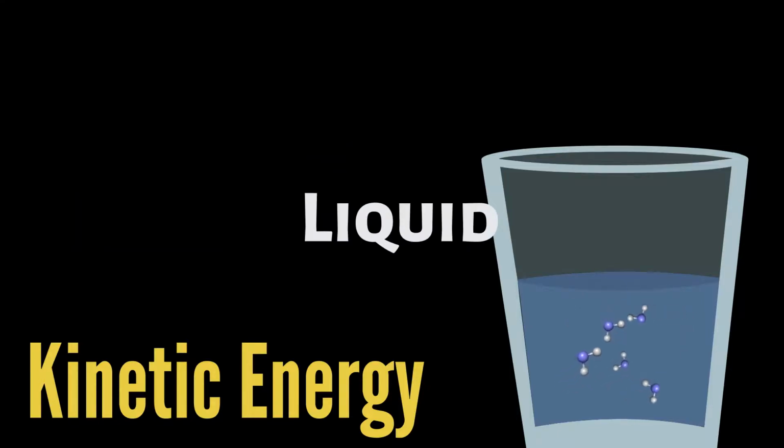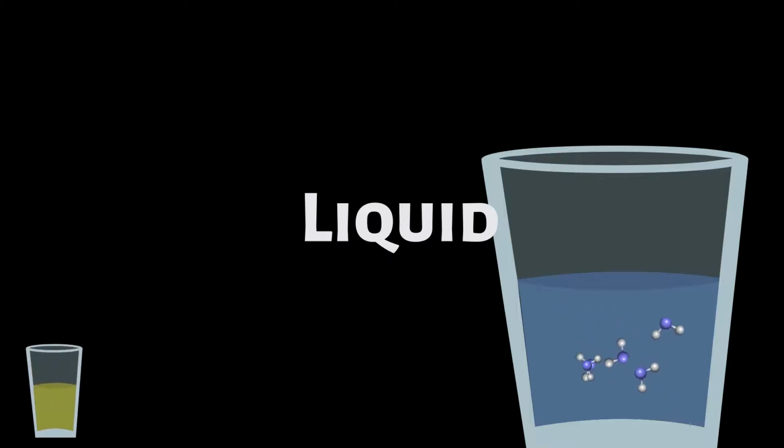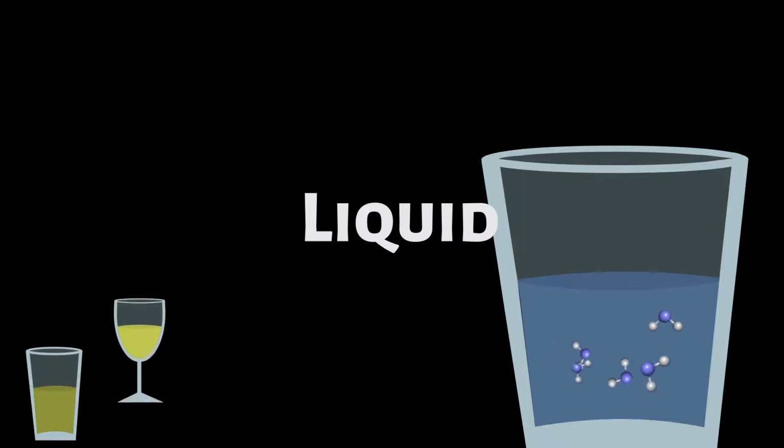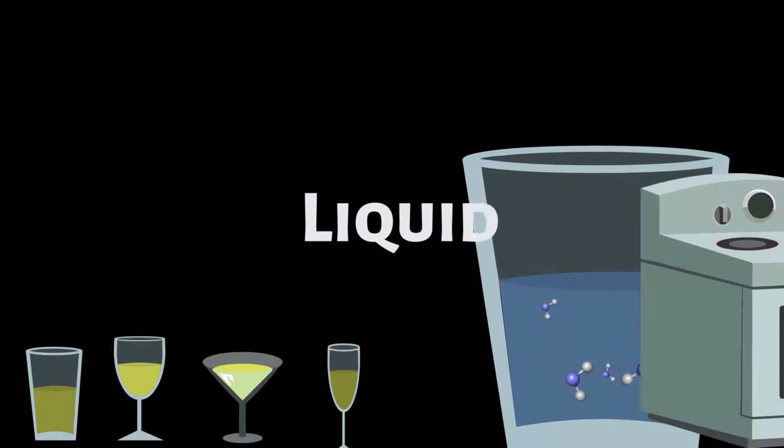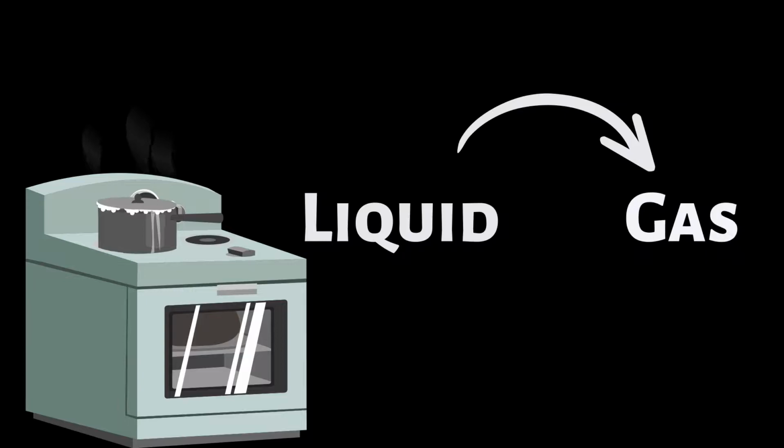In a liquid, because the particles have more energy, they move randomly around each other. So a liquid can change its shape to the shape of its container as the molecules move around. But they're still touching, so the liquid stays about the same size even as it changes shape. If you heat up a liquid, then the molecules will have even more kinetic energy, so much that they will leave the liquid state and become a gas.